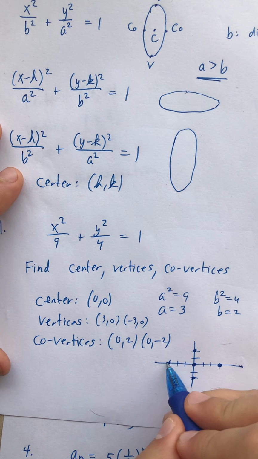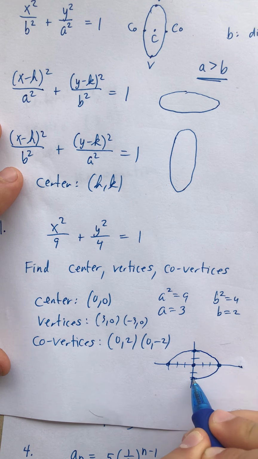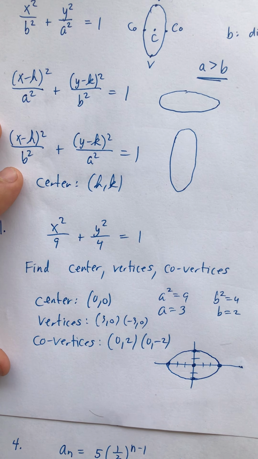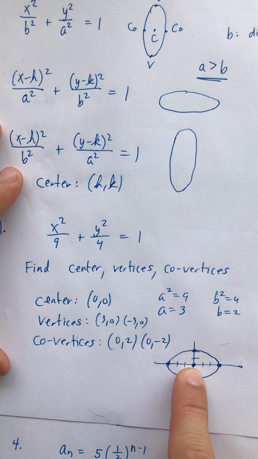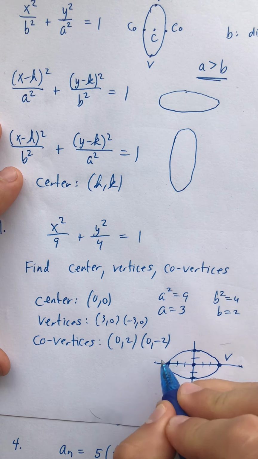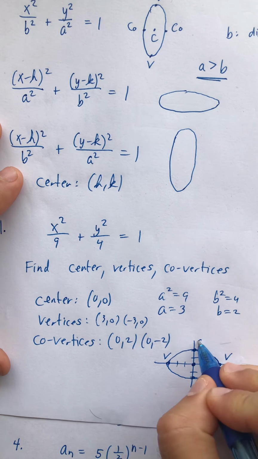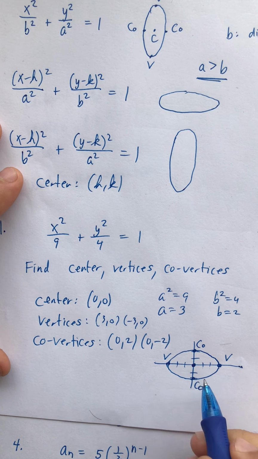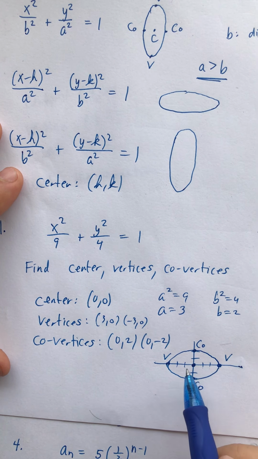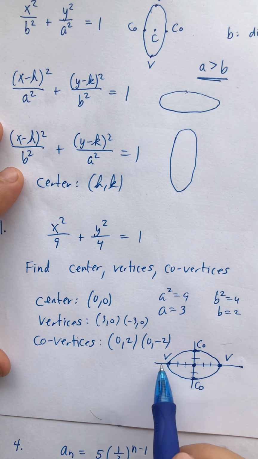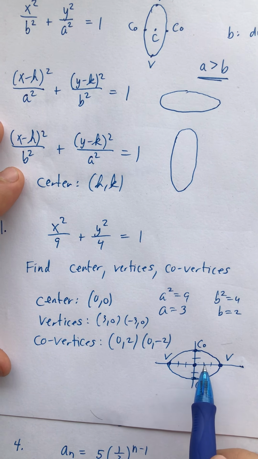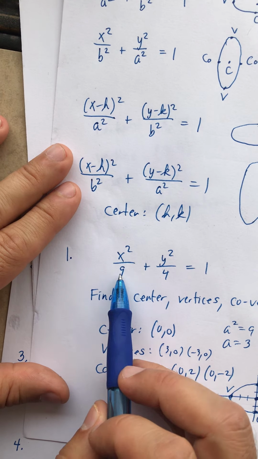If I wanted to make a sketch of this ellipse, it would look like this. There's my ellipse, centered at the origin. The vertices, V for vertices, are 3 units away from the center. The co-vertices are 2 units away from the center. And again, it's a horizontal ellipse, meaning it's longer horizontally, because the larger number 9 was under the x.